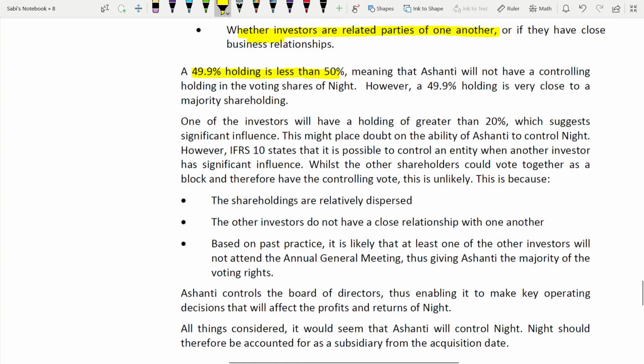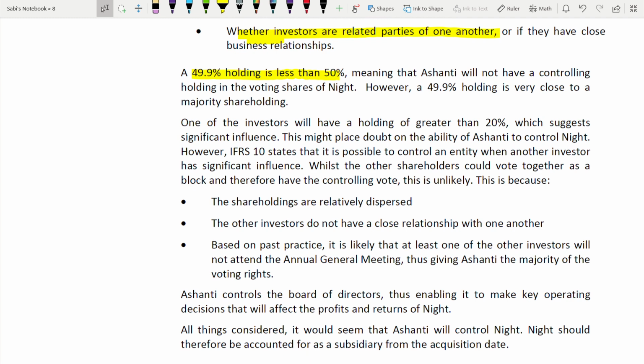Next, one of the investors will have a holding of greater than 20%, which suggests significant influence. So this might place doubt on the ability of Ashanti to control Night, right?